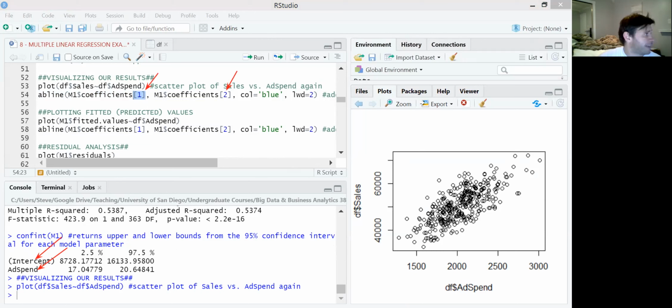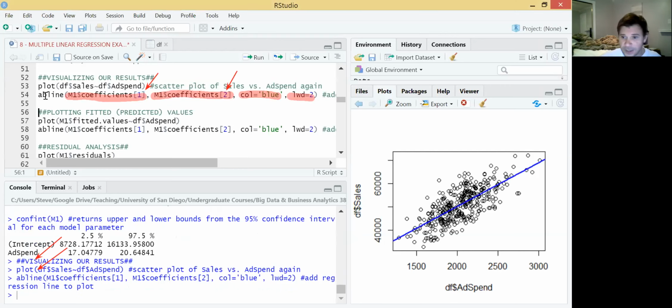So we're basically passing this abline function two pieces of information. We're passing it the intercept of the line we want to draw, and we're passing it the slope of the line we want to draw. And then again, I'm saying let's color it blue, and we'll have a line width of 2. So when we run line 54 here, what that does is it adds the actual regression line that we estimated to our plot.